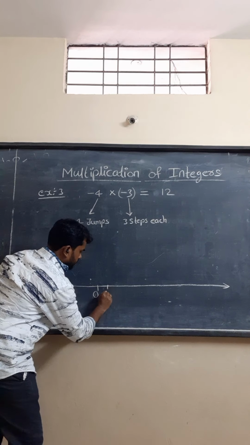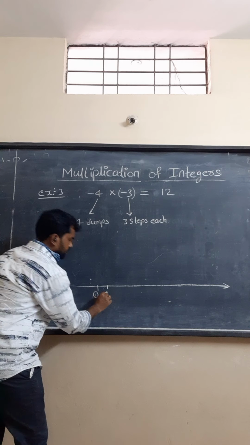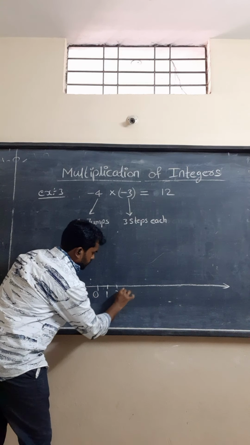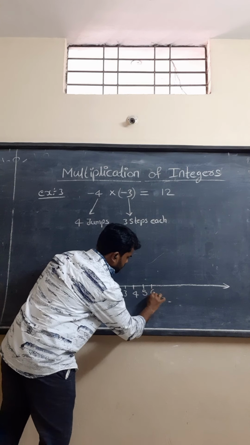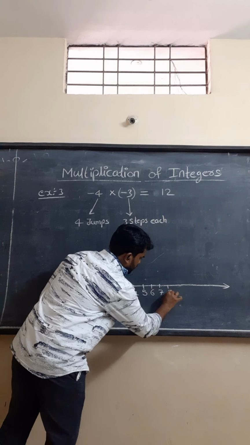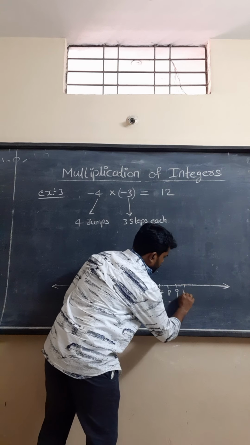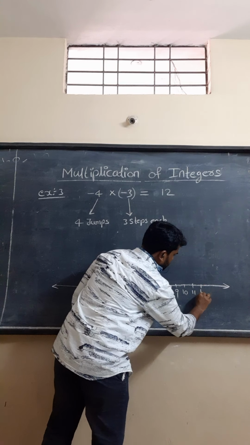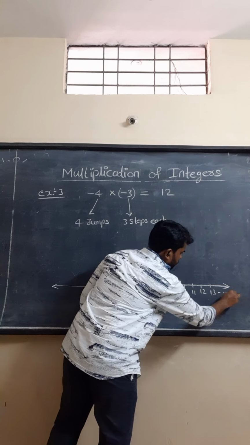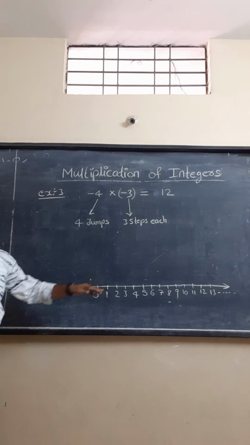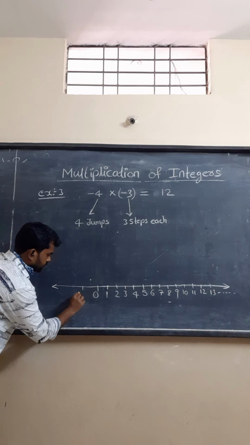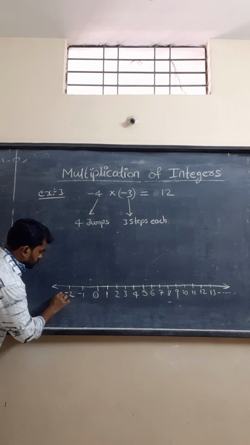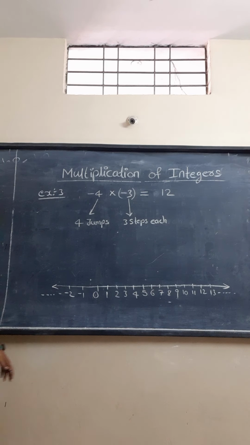Okay. So starting writing these numbers 1, 2, 3, 4, 5, 6, 7, 8, 9, 10, 11, 12, 13, and so on. You write one or two extra numbers. Okay. Then to the left side of 0, -1, -2, and so on. Many numbers.